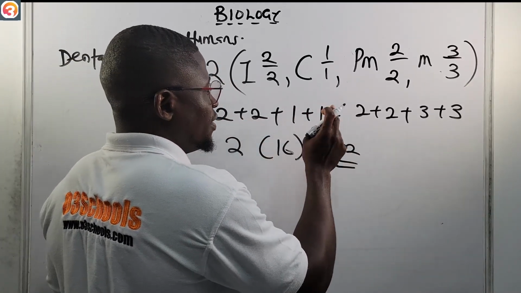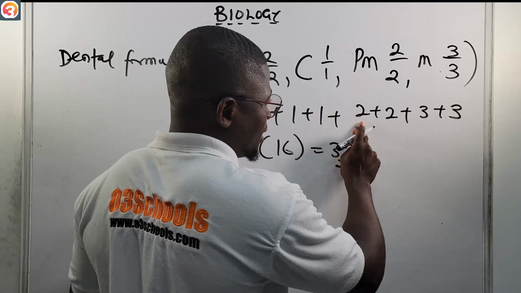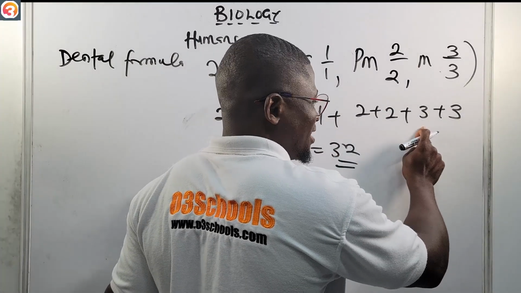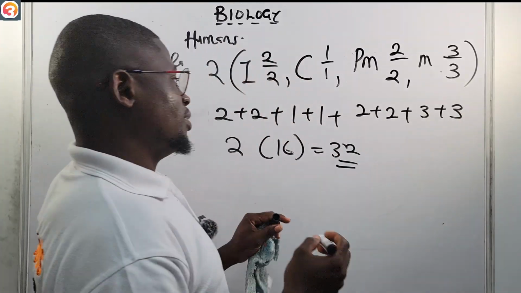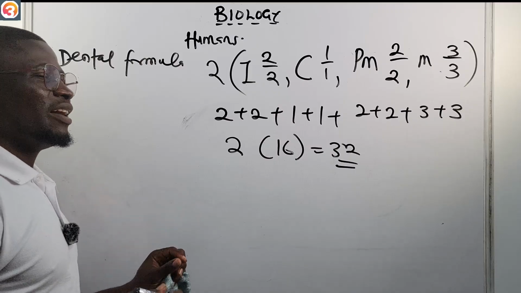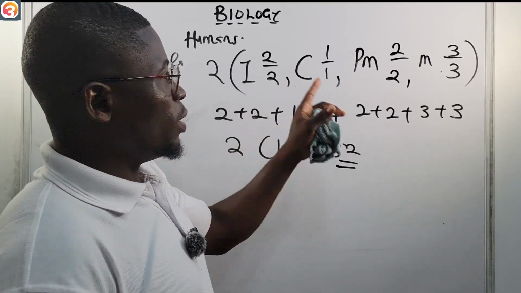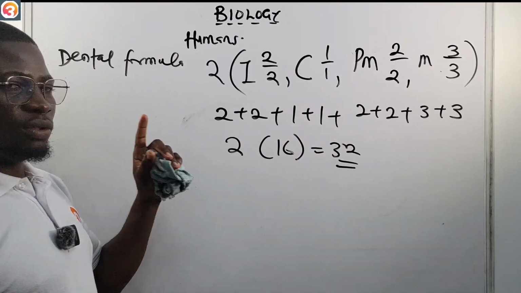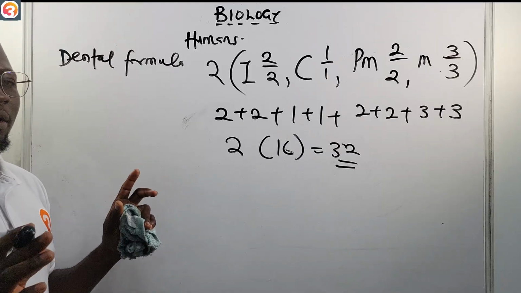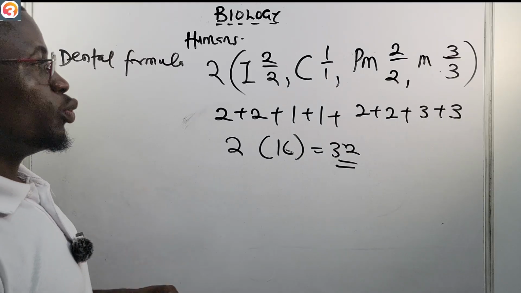2 plus 2 is 4. 4 plus 1, 5. 5 plus 1, 6. 6 plus 2, 8. 8 plus 2, 10. 10 plus 3, 13. 13 plus 3 is 16. So this is the dental formula for a human being. 2, 1, 2, 3. 2, 1, 2, 3. Very easy as ABC. Okay? So please ensure that you know that.